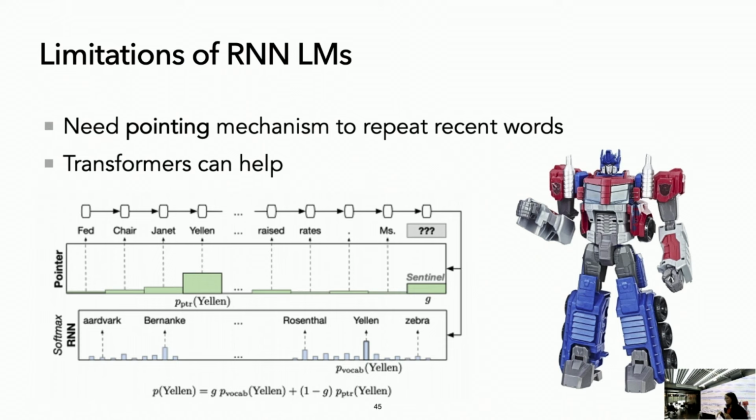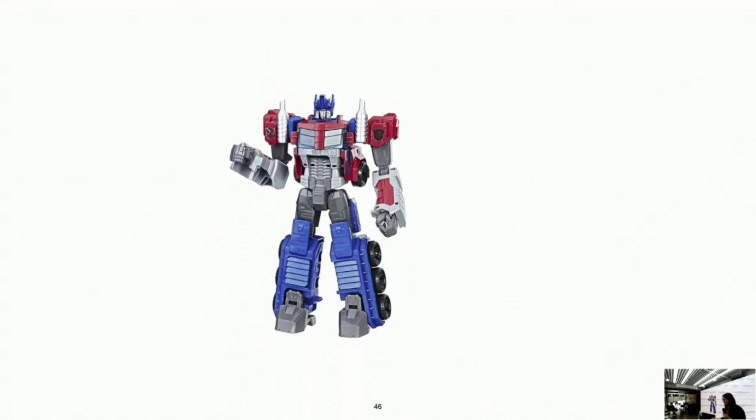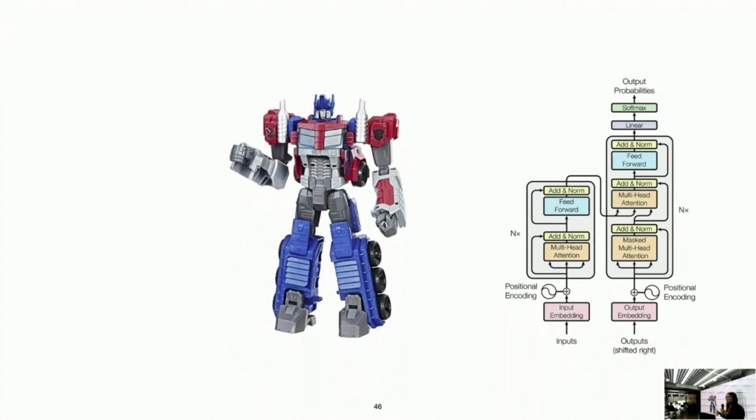Transformers utilize the attention mechanism to deal with this. But before attention and transformers, a long time ago, we utilized this pointing mechanism, like the pointer network, to deal with this kind of jumping back and forth in NLP. So now we are going to cover transformers. Any questions so far?